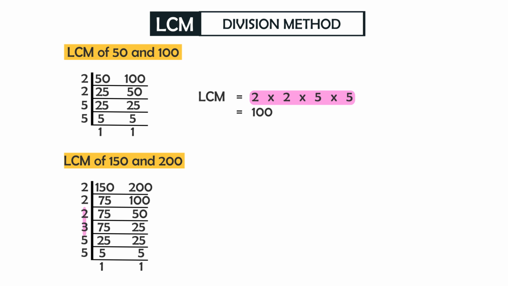So the LCM of 150 and 200 is 2 into 2 into 2 into 3 into 5 into 5. So altogether it's 600. So LCM of 150 and 200 is 600.